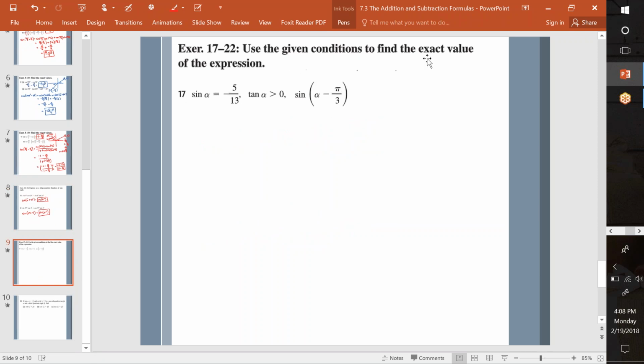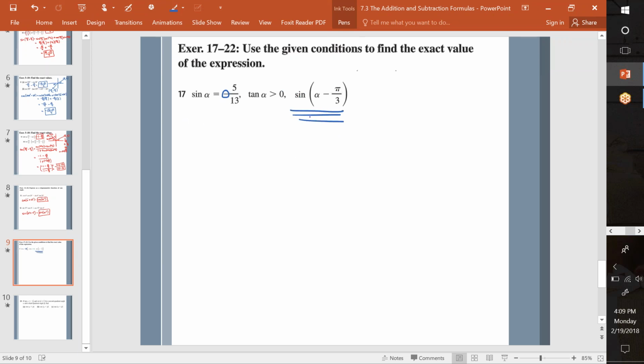This one says use the given conditions to find the exact value of the expression. So we are looking at sine alpha equals -5 over 13. There is a negative there. It's a little hard to see. So that's a negative. And tangent of alpha is greater than 0. And we want to find this. This is what we're trying to figure out.